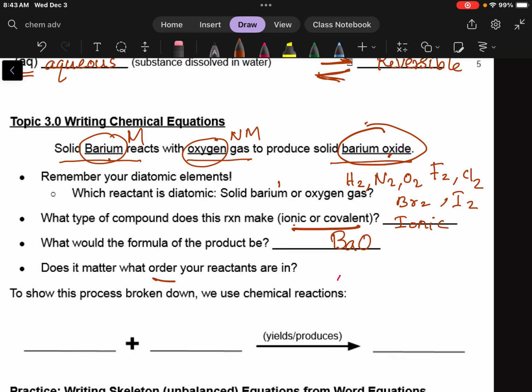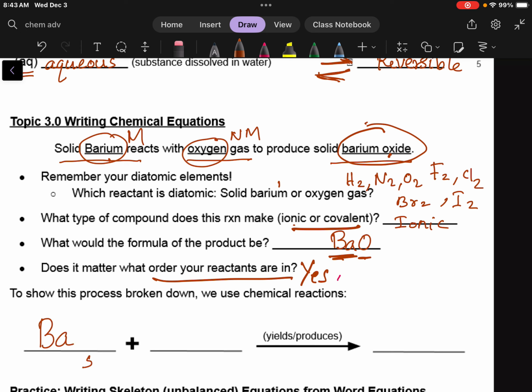Okay, and the order always matters, yes, because you have to write the metal first, then the non-metal. If there are 2 non-metals, we will follow the order in the periodic table, okay? Hydrogen is always an exception. Okay, let's start. Solid barium. You will write the symbol of barium.